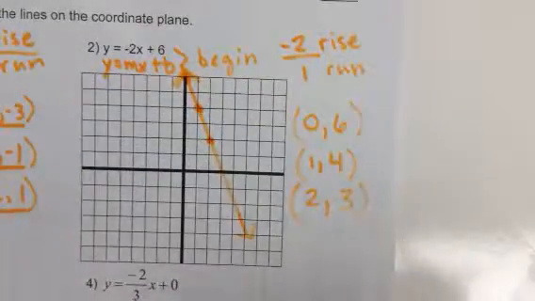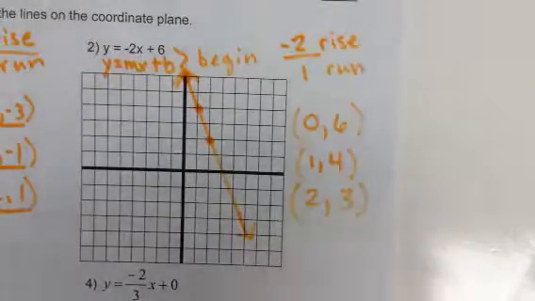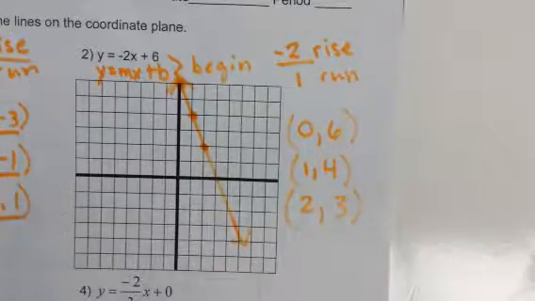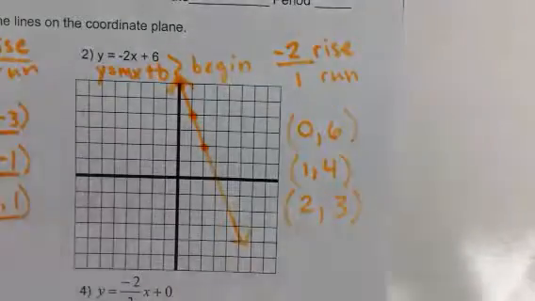Okay, so you're graphing the y-intercept and then using your slope to get your next 2 points, and then write out the 3 ordered pairs to the side for me to check. Turn this into the bin when you are done.